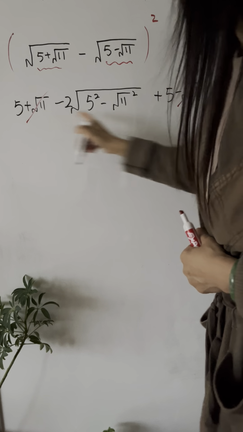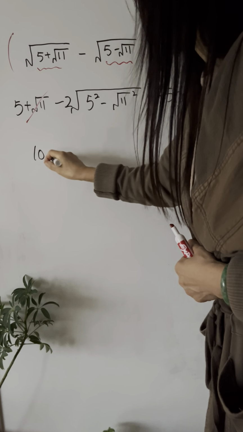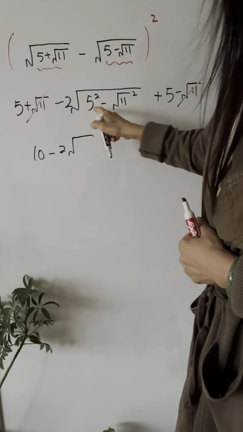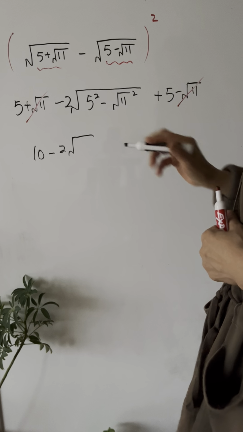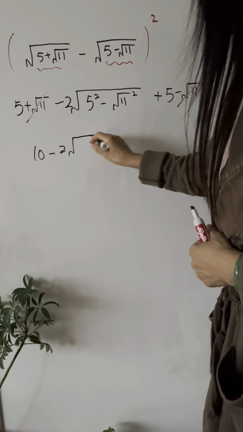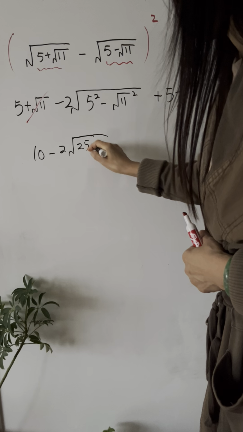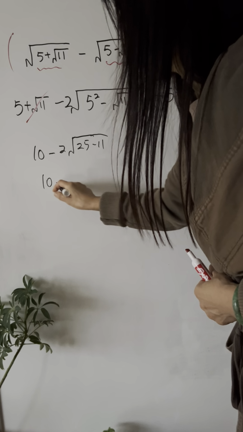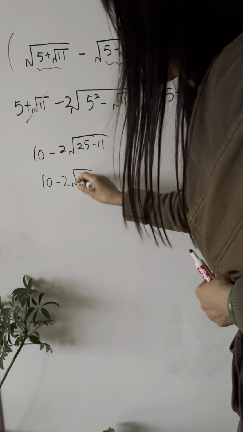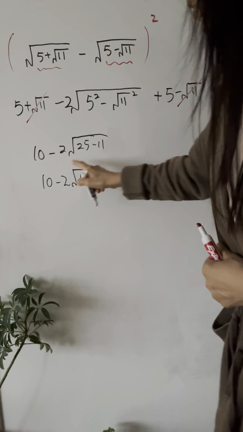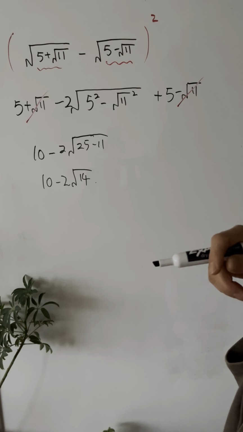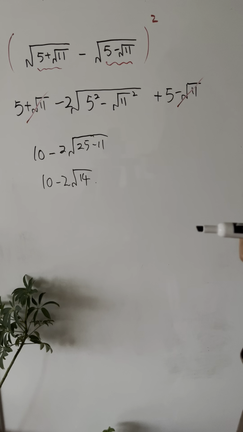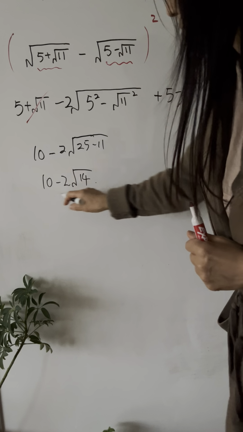Right? So 5 plus 5 is 10, minus 2 times the square root of 5 squared, 25, minus 11. So we get 14. So we get 10 minus 2 radical 14. And square root 14 can be broken into square root 2 times square root 7, but that cannot be simplified. So that's the answer.